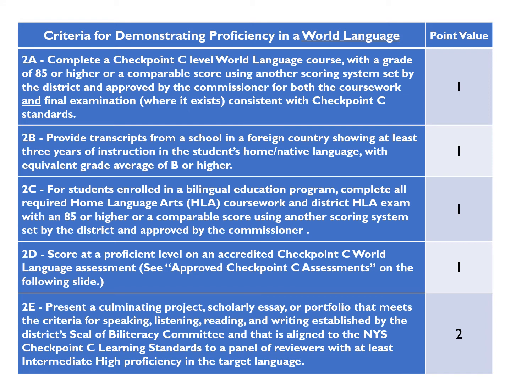In order to earn 2 points in a world language towards the Seal of Biliteracy, students must create a culminating project in the target language and then present it in the same target language to the panel of interviewers. The culminating project may be a project, a scholarly essay, or a portfolio presented to a panel of reviewers that meets the criteria for the 3 modes of communication established by the district's Seal of Biliteracy Committee and that is aligned to the New York State Checkpoint C learning standards and the ACTFL proficiency level.